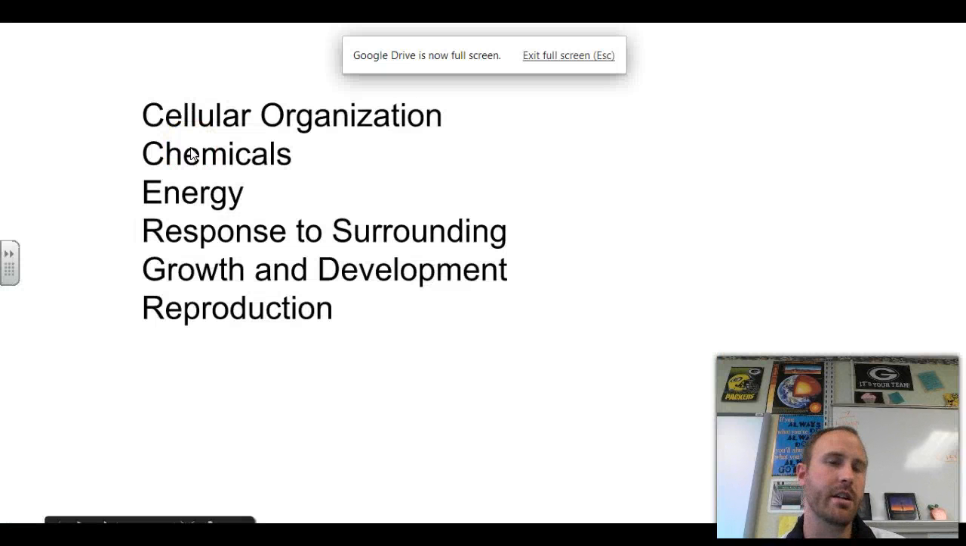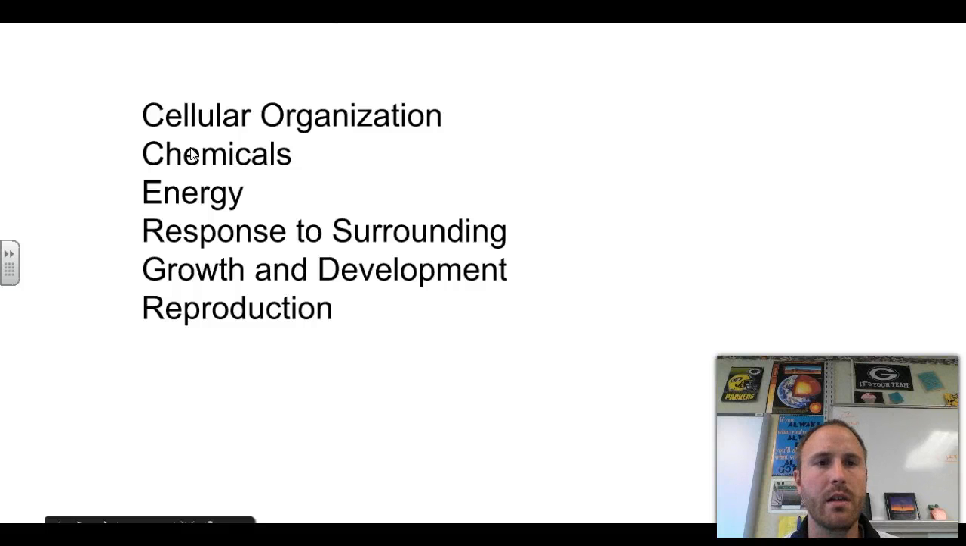So these are the characteristics to start with. All living things rely on cellular organization. You're going to discover when I give you the notes that there are two types of cells. There's either a unicellular organism, which means that there is only one cell, or there's multicellular organisms, but all living things are made up of cells.